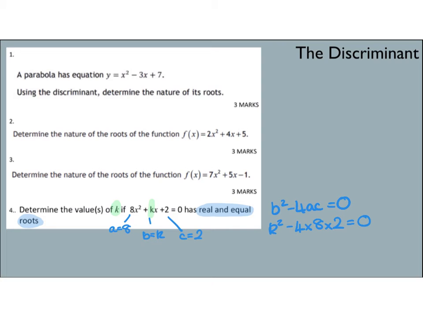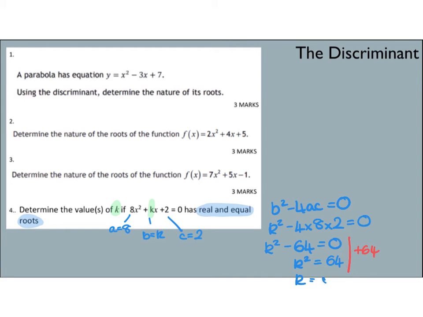Now normally at this point we would be thinking about BODMAS and we would think about doing the squaring part there. There's nothing you can do with that squaring part, it's already as simplified as it can be. So we need to move on to the multiplying bit next. 4 times 8 is 32, times it by 2 is 64. K squared take away 64. If I want to get k squared on its own, the opposite of take away 64 is to add 64. 0 add 64.